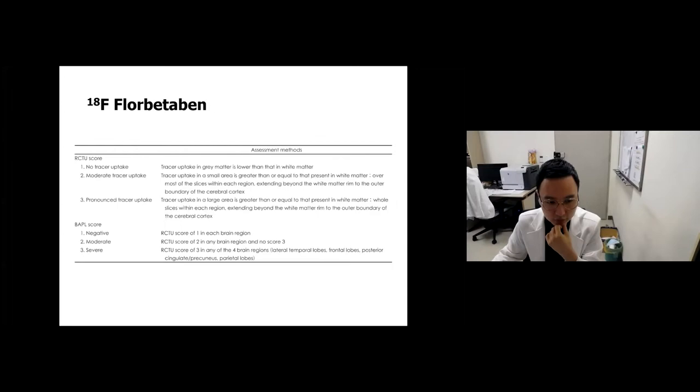And for florbetaben, we have adopted a brain amyloid plaque load scoring system, which is known as the BAPL scoring system. It uses a predefined three-grade scoring system, as you can see in the table. And these measurements are made by the physician according to the following criteria. So we give both whether this scan is positive or negative, and also we give the score.